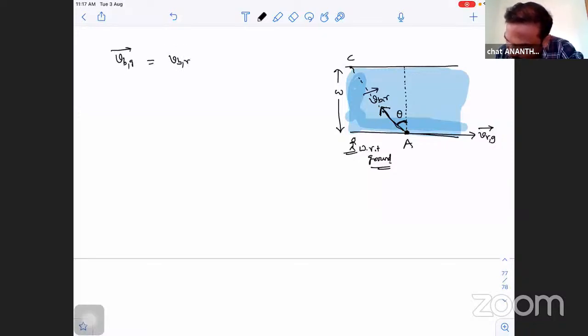Velocity of the boat as seen from the ground is velocity of the boat with respect to river plus velocity of river with respect to ground. That means the resultant of these two vectors. So the boat will have the velocity of the river with respect to ground, and the velocity of the boat with respect to river also. Both velocities will be there for the boat. The boat's own velocity is VBR. The boat is inside the river, and the river is flowing with some velocity. Then the boat also will get the same velocity.